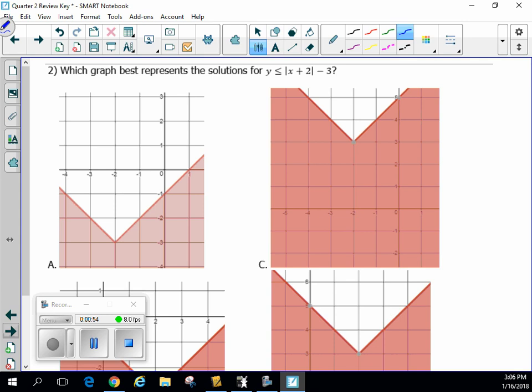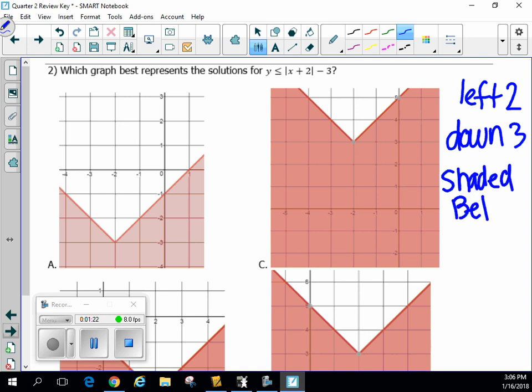Moving on to number 2, it is an absolute value problem. It actually falls into your parent functions as well. It says which graph best represents the solutions for y is less than or equal to the absolute value of x plus 2, minus 3. If we look at this, the movement should be left 2 and down 3, and it will be shaded below the line. So our graph that takes on those characteristics is graph A.